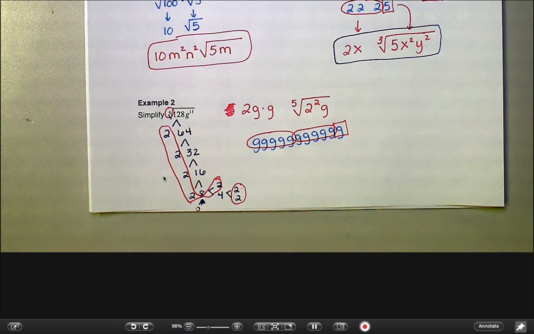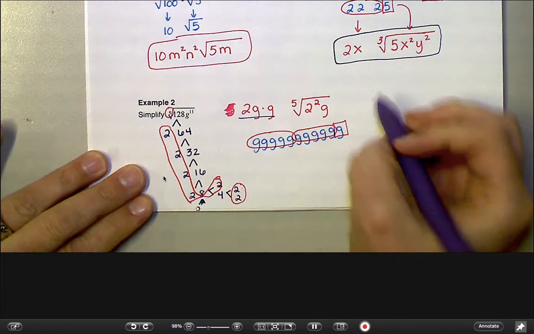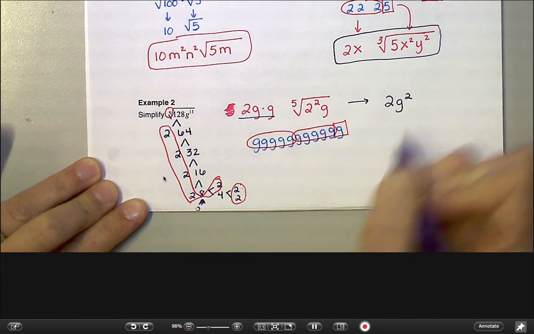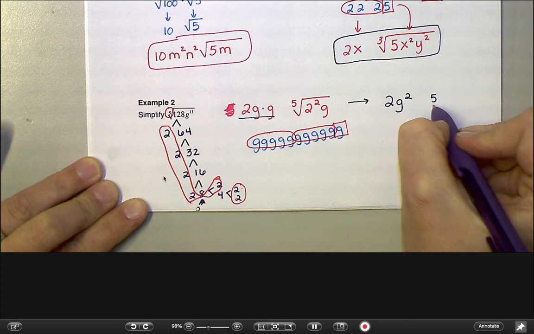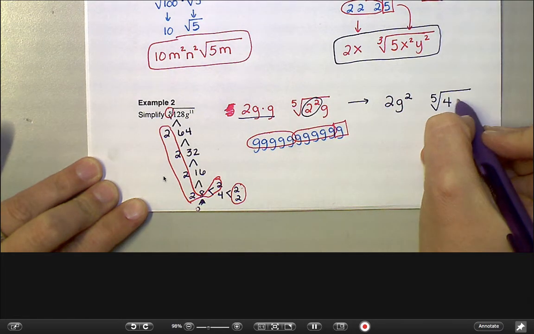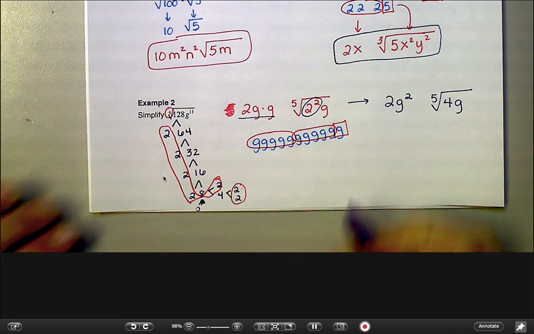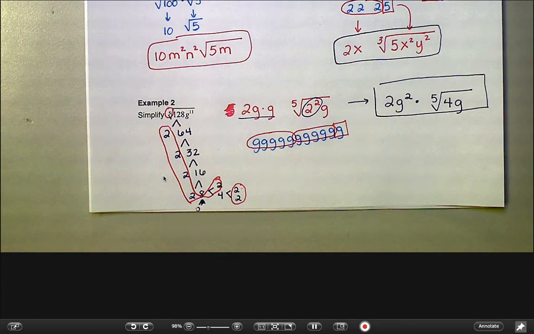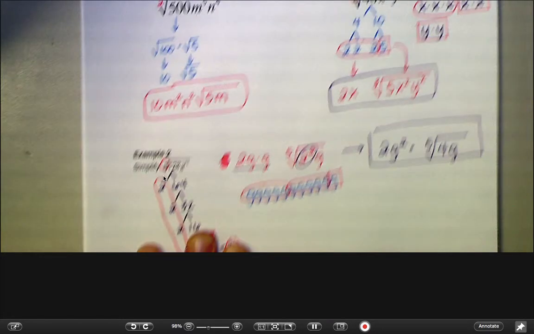So let me clean my answer up here a little bit, okay? This right here, I'm going to make into a 2G squared, and then I'm going to have a 5th root of 4G. And this whole thing together would be my final answer. Really, this is like multiplication in between here. Okay? Okay. One more thing to cover.